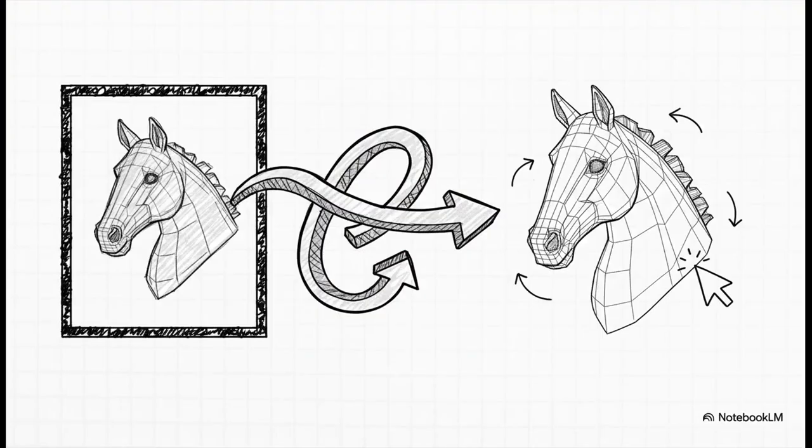Now, imagine taking that image, or any image, and just telling an AI to turn it into a fully interactive 3D model that you can spin around, use in augmented reality, or even 3D print. Well, that's not science fiction anymore. That is what is happening right now.